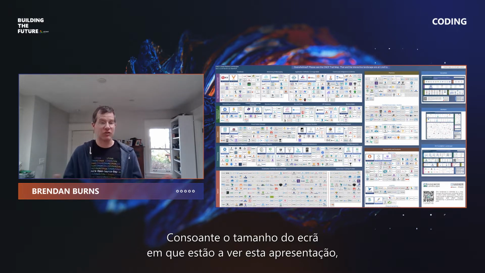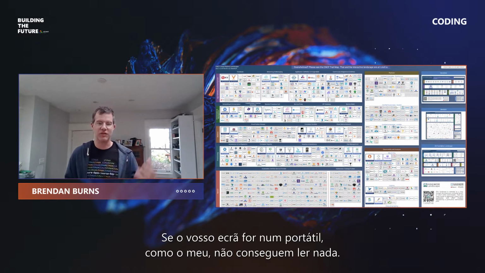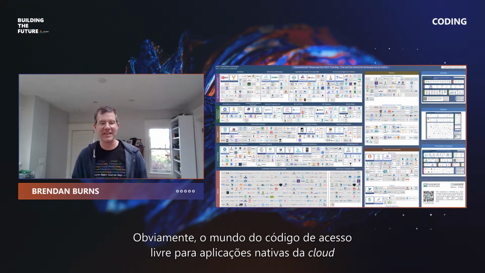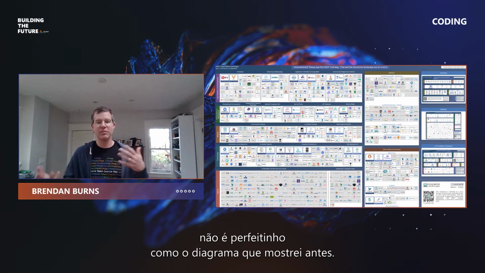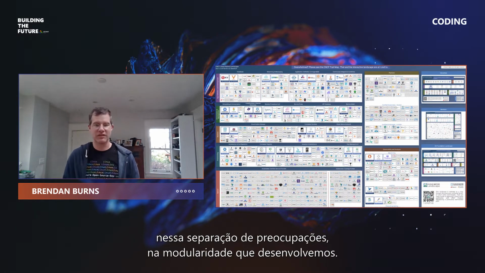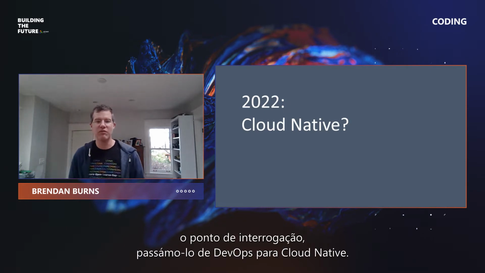Depending on the size of the screen that you're looking at this presentation on, you may be able to read a few of these logos. If your screen is like mine, a laptop, you basically can't read any of them. And so obviously the world of cloud native open source is not nearly as pretty as that diagram that I had before. There's a ton of complexity that we've introduced in that separation of concerns, in the modularity that we've developed. And in fact, we've left the question mark and we've moved it from DevOps to cloud native.